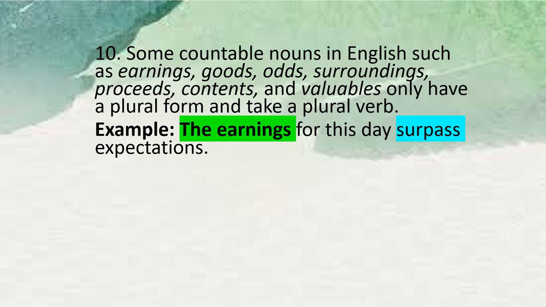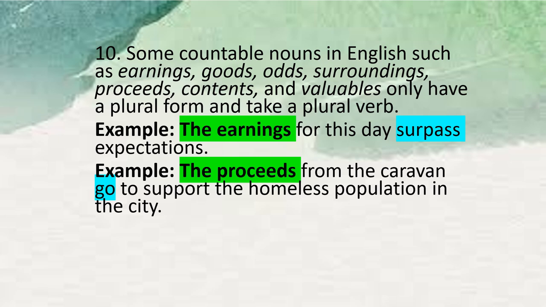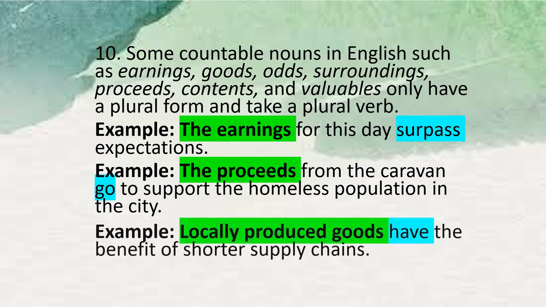So with the noun, the earnings, it is countable. We can count how much we earn for the day. Therefore, it takes a plural verb, which is surpass. Another, the proceeds from the caravan go to the support of the homeless population in the city. The proceeds is countable. Therefore, it takes a plural verb, which is go.